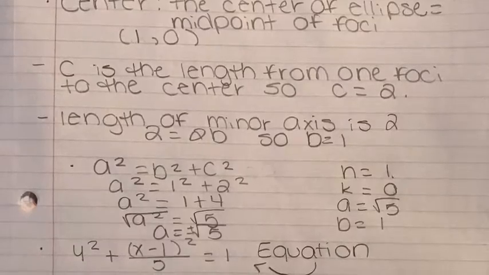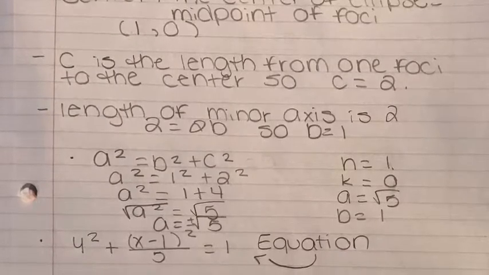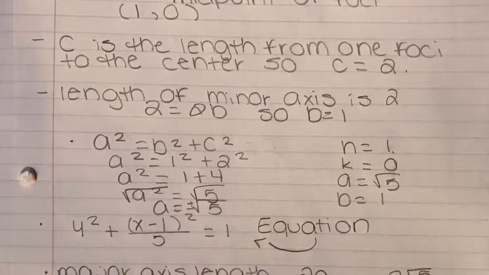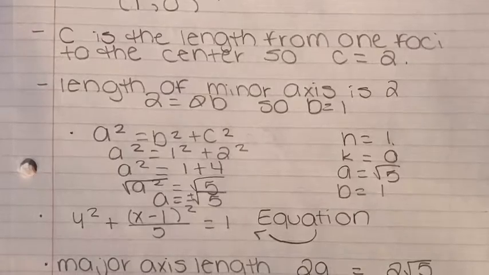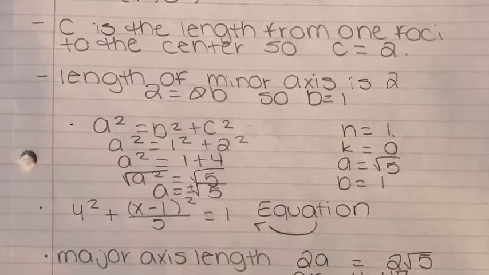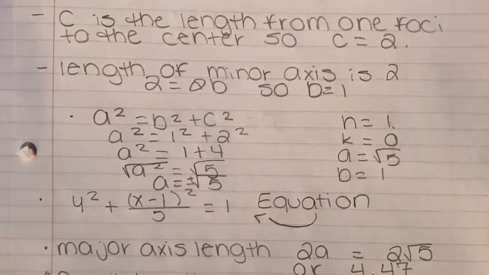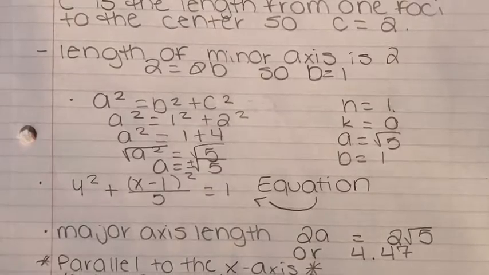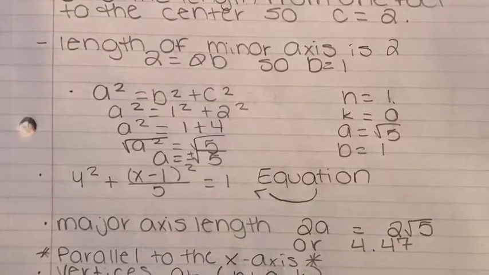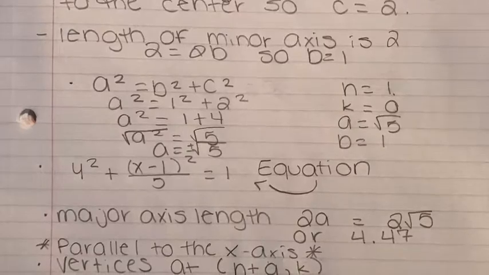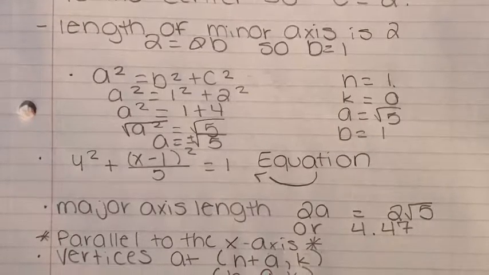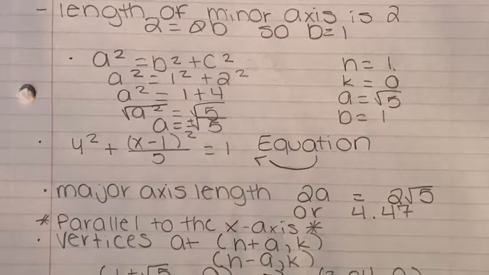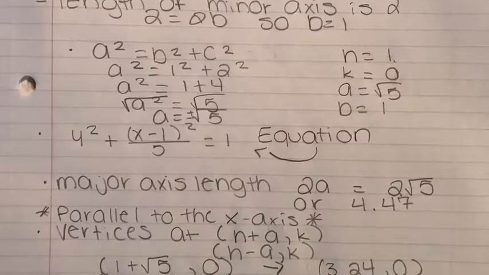Then you would take a squared equals b squared plus c squared to find a squared, since you have all points but a. h equals 1, k equals 0, and b equals 1. You would set a squared to 1 squared plus 2 squared, which is 1 plus 4, or 5, which after the square root is still the square root of 5. You can then plug in the equation. Since b is 1 and k is 0, it will be y squared plus x minus h squared over 5, which is a squared, equals 1. So y squared plus (x minus 1) squared over 5 equals 1.